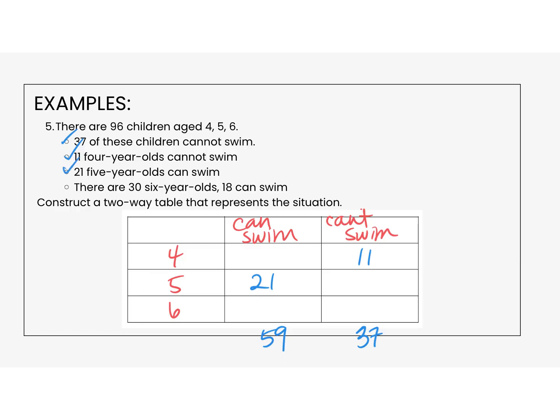There are 30 6-year-olds, 18 who can swim. So 18 can swim, but I know that this total of 6-year-olds is 30. So 30 minus 18 makes 12. So I know that there's 12 that can't swim. Now I have enough information to fill out the rest of these. So 11 plus 12 is 23. So if I know that the total is 37, 37 minus 23 leaves 14 there.